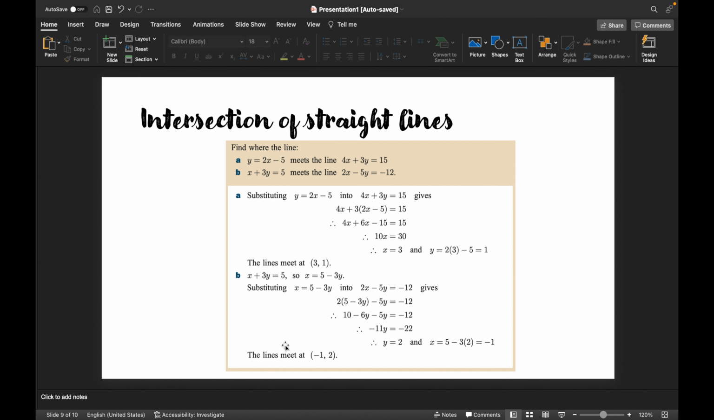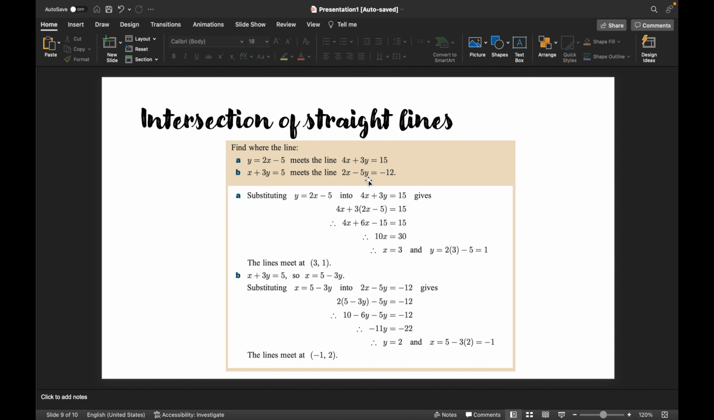This is very simple. And then they're doing the next question. So here they're making x the subject of the equation because it's pretty simple in this case. So when they plug the value of x into the equation, they get this. Upon simplifying, they get negative 11y equals negative 22. Essentially, y equals to 2. So when you plug y back into this equation, you get x equals to negative 1. So the two lines intersect at negative 1 comma 2.